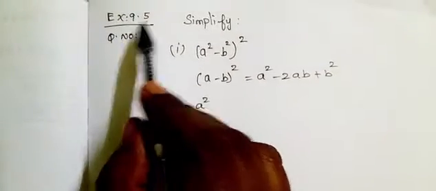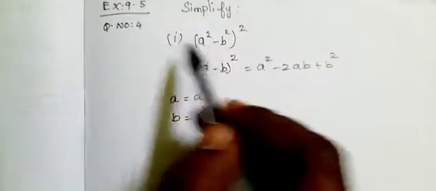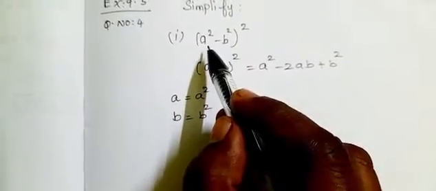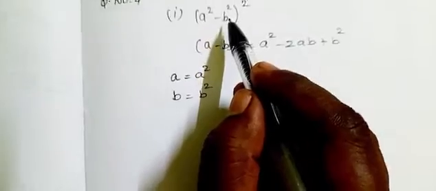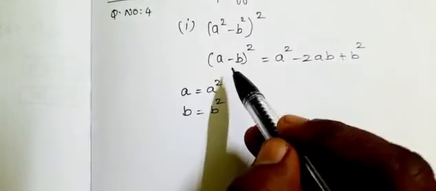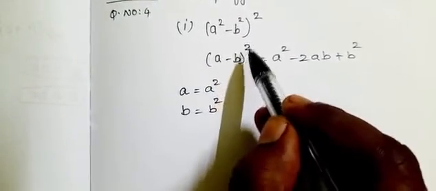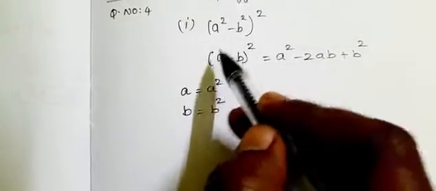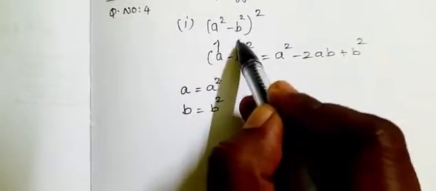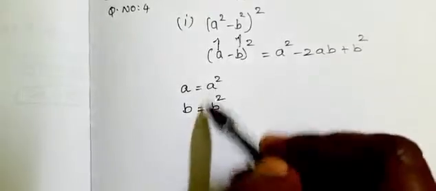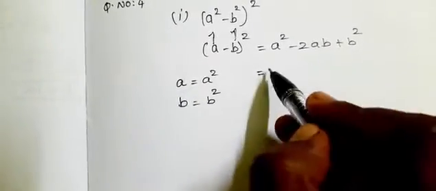Let us see exercise 9.5, question number 4. Simplify. The first question is (a² − b²)². It is in the form of (a − b)². So the value of a is a², and the value of b is b². This value we are going to substitute in the expansion.